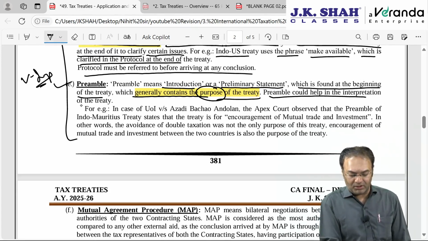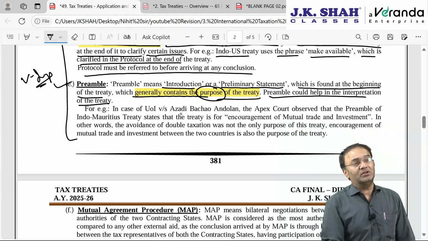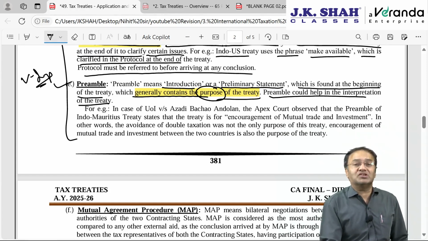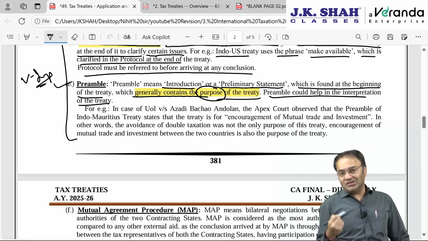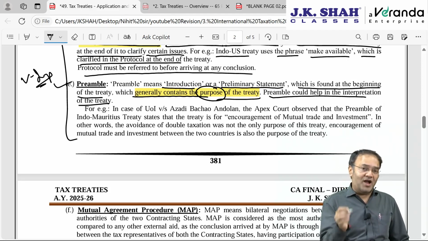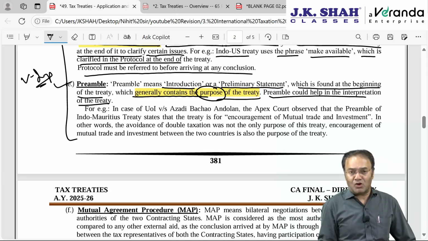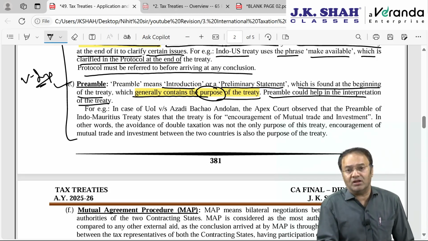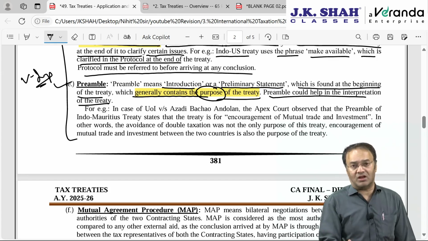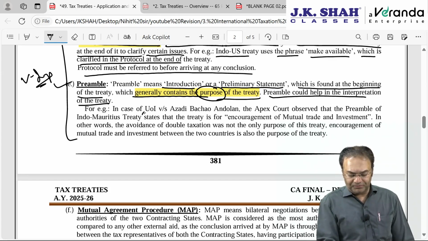Preamble could help in interpreting the treaty. For example, same example, Union of India versus Azadi Bachao Andolan. When India entered into a treaty with tax haven country Mauritius, they filed a case against the government. They went up to the Supreme Court to fight out on this matter as to why India is entering into a treaty with a tax haven country. Why is there so much need?